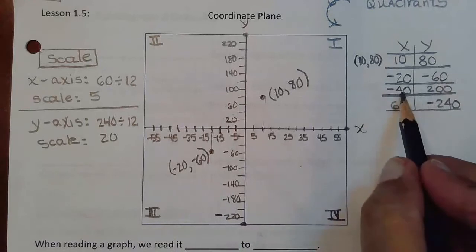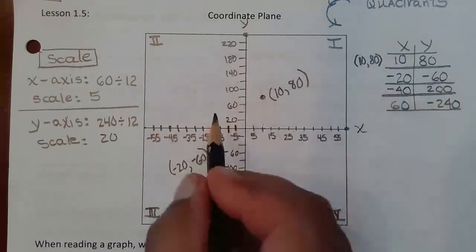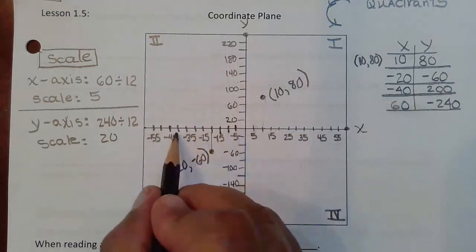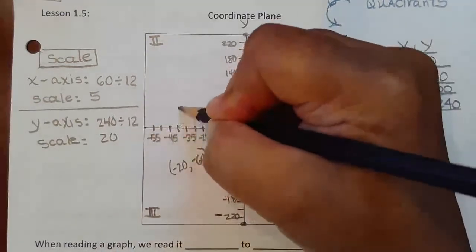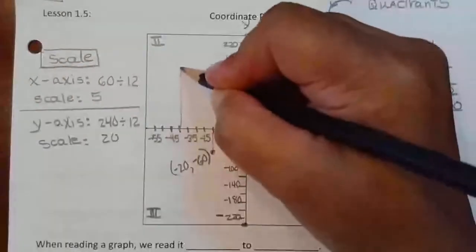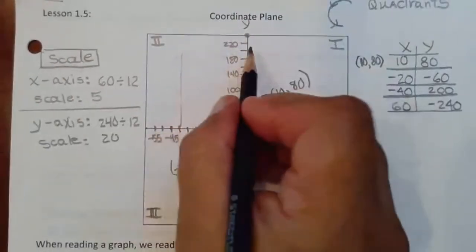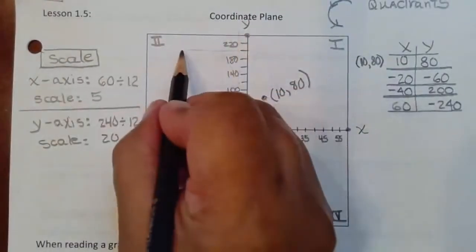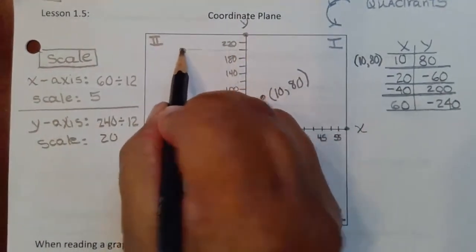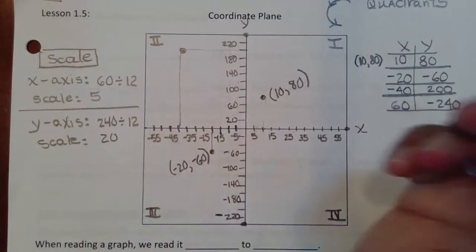Going to the next point, negative x but positive y. That'll put me in this quadrant. So I'm going to negative 40, which will be right here, and then I'm going up to 200. So that'll take me all the way to right there. You can kind of just line this up with this. I don't care if you have these lines, that'll just make it nicer.